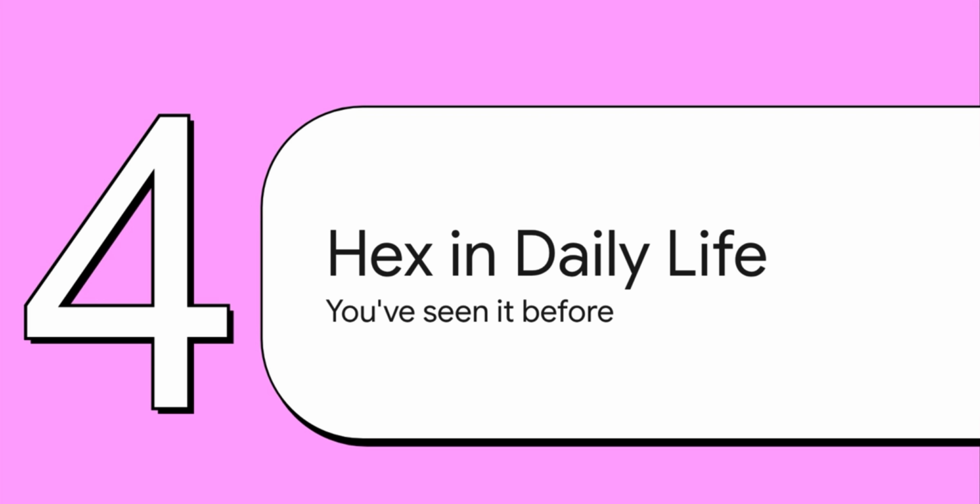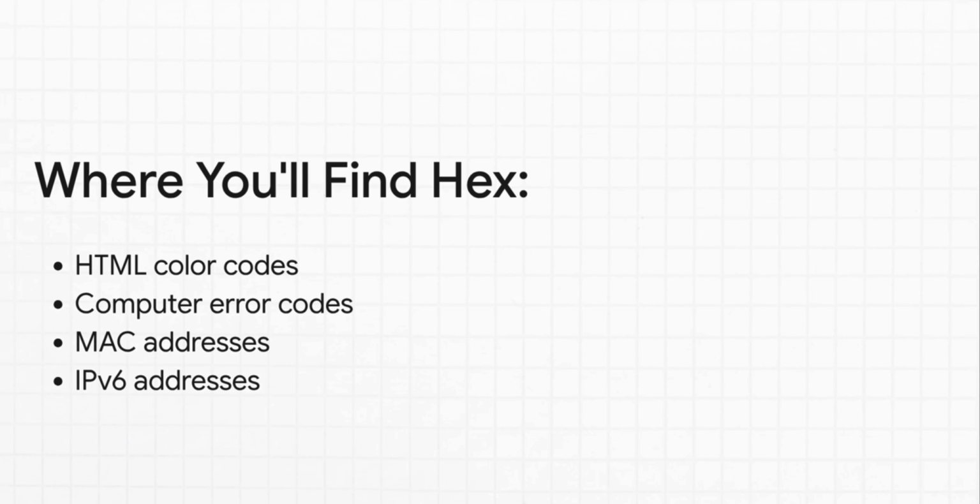So you might be thinking, okay, this is neat, but is this just for computer scientists and programmers? No way! You interact with hexadecimal codes every single day, and you probably don't even realize it. You'll find it defining all the colors you see on websites. It's used in those cryptic error messages you get when your computer crashes. It's in the unique MAC address of your phone. Think of that as the permanent hardware fingerprint that lets it connect to Wi-Fi. And it's a huge part of the new IPv6 internet system, which is what allows all our billions of devices to find each other online.